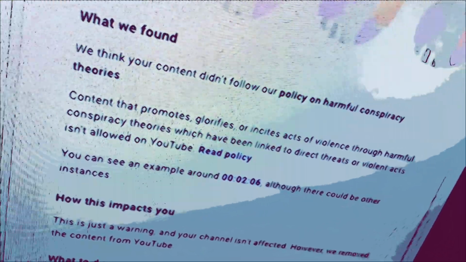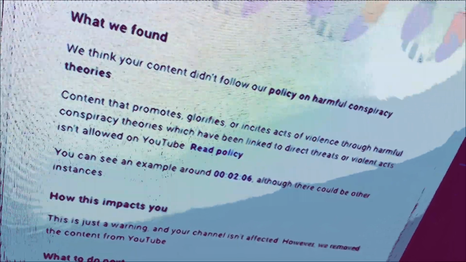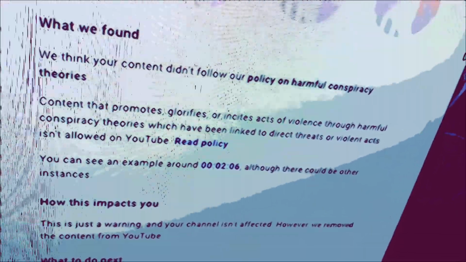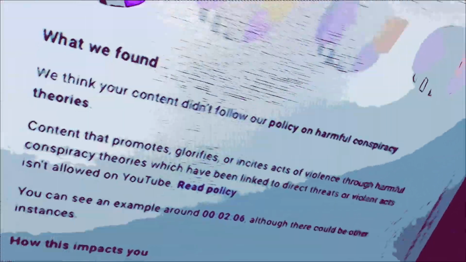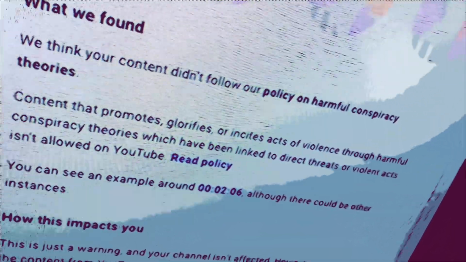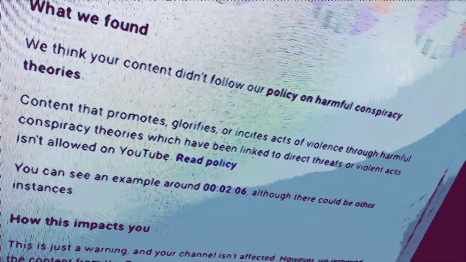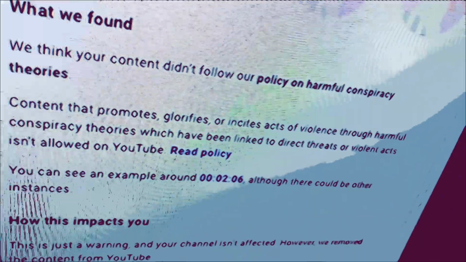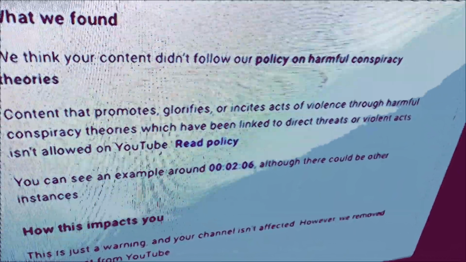Anyway, so what we found: we think your content didn't follow our policy on harmful conspiracy theories. Content that promotes, glorifies, or incites acts of violence through harmful conspiracy theories which have been linked to direct threats or violent acts isn't allowed on YouTube. Okay.